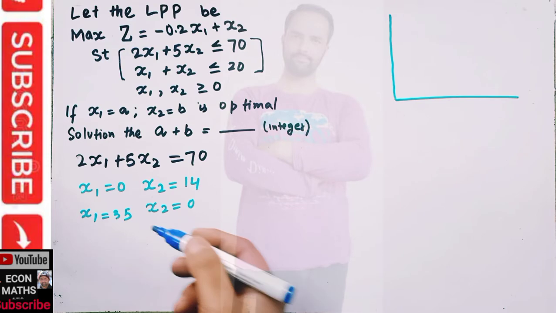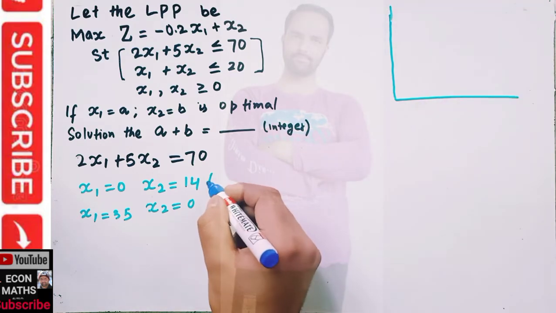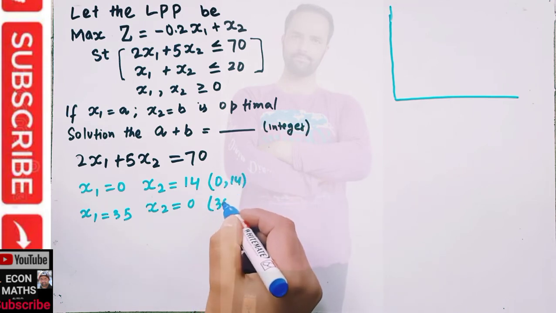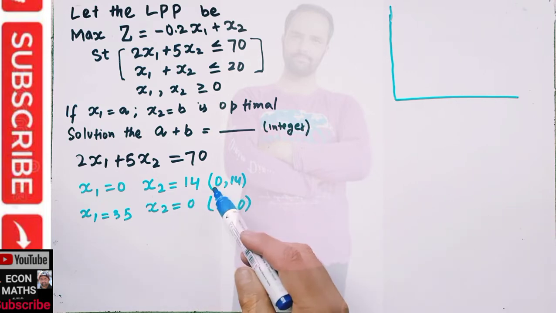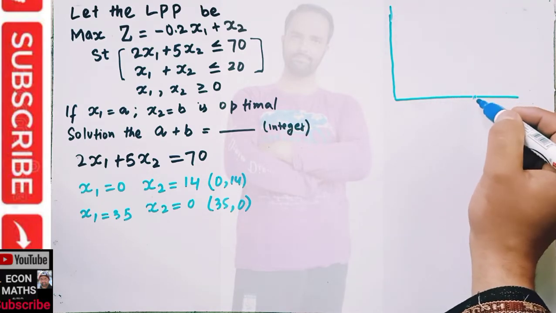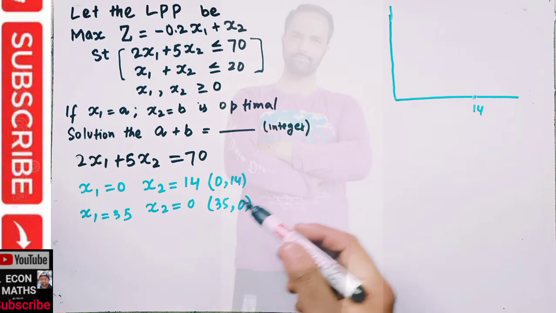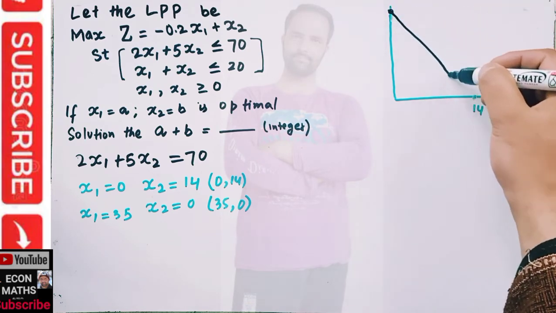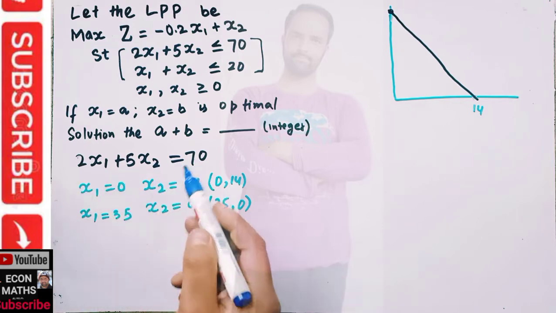Okay, so let's graph these two points here. So the points here are 0, 14, and here we have 35, 0. Okay, so let's graph this out here. So we have 0, 14. Let us say this point denotes our 14, and we have 35, 0. Let us say this is our 35, 0. This will be the line for 2x1 plus 5x2 is equal to 70.